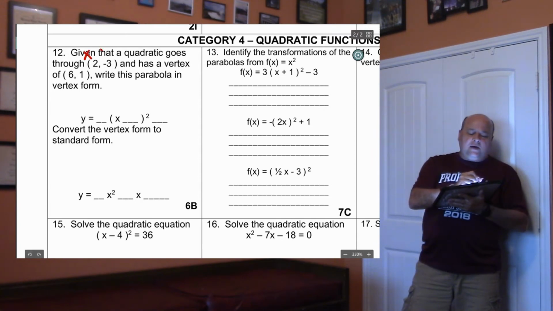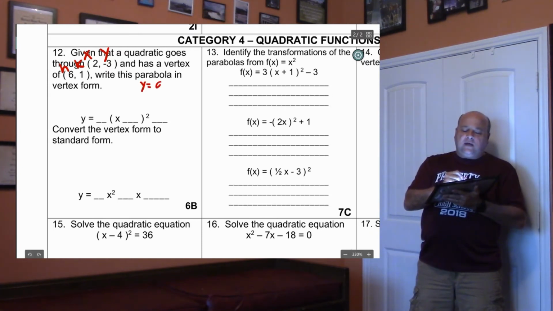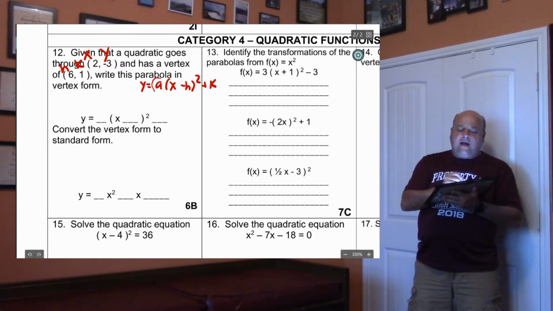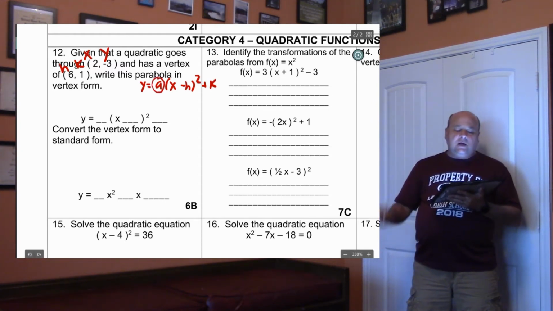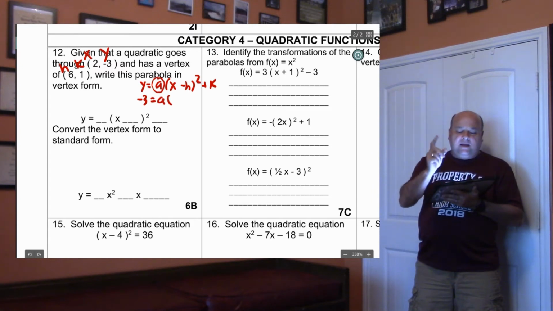This is my point, x, y. This is my vertex, h, k. So we're going to write down y equals a parentheses x minus h squared plus k. That's the vertex form. We have to find out what a is. So I'm going to plug the numbers in. The y is -3. The a we don't know. The x is 2. The h is 6, but the sign switches. And then the k is 1.